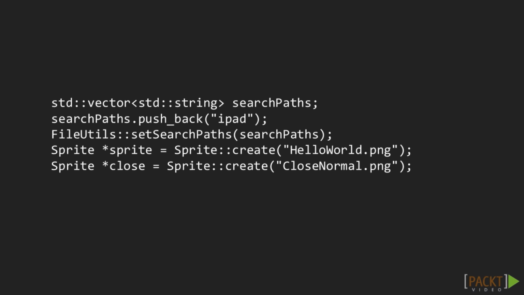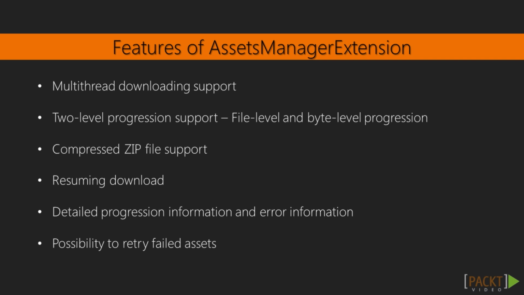Next, we will see the search path mechanism called Managing Resource Files. Cocos2d-x has an extension that manages resources. It is called Assets Manager Extension. This extension is designed for a hot update of resources, such as images and audio files. You can update a new version of resources on your games by using this extension without updating your applications.